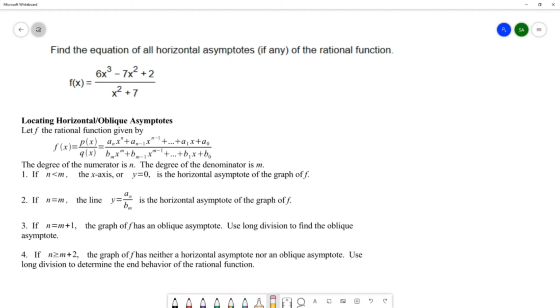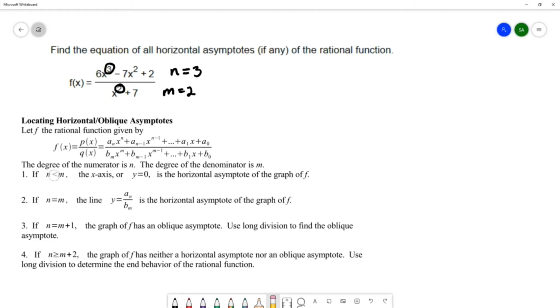So looking at our function, we have the highest power on x being 3 from the numerator. So we're going to say that n is 3. The degree of the numerator is 3. And then the highest power on x from the denominator is 2. So m is 2. The degree of the denominator is 2. So we need to figure out which of these situations we're in. Which case are we in?